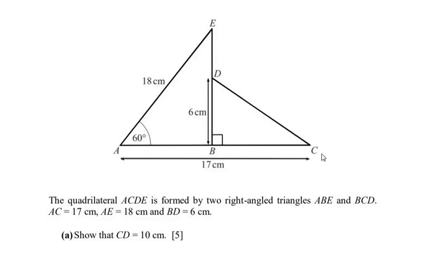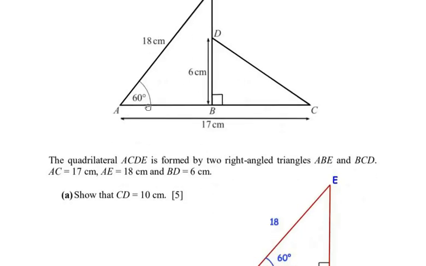Now here we have been given a quadrilateral which is made up of two right-angled triangles as we can see over here, and the lengths of some of the sides of these triangles are given. We have to show here that the length of this side of the triangle, that is CD, is equal to 10 cm. So let us begin by considering the right-angled triangle ABE first, and let us try to find out the length of AB.